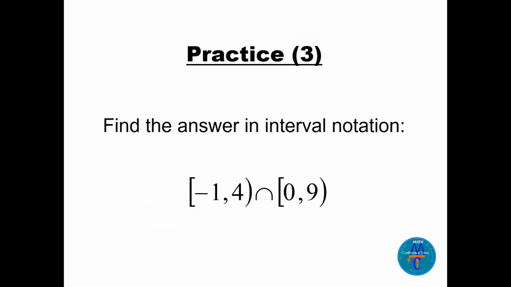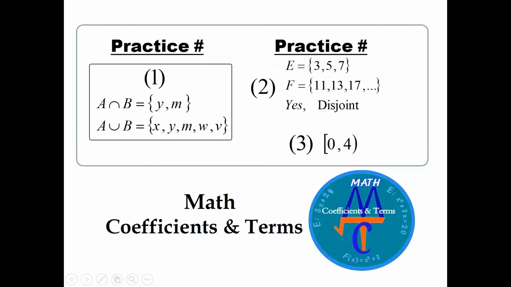Practice number 3, I need you to graph the first one here, graph the second one, and find the intersection. I gave you an example, question number 3, of how to find the union. Intersection is the same way: you graph each one, and then you see the points in common, in both the first one and the second one. And then the answers you can see, practice 1, 2, and 3, the answers are there.